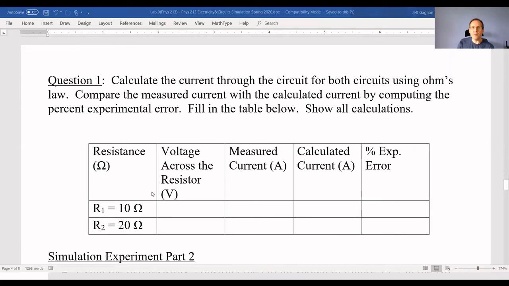Okay, so question 1 is going to be calculate the current through the circuit for both of those circuits using Ohm's law, and then compare the measured current, what you measured, to what you calculated by computing the percent experimental error. And since it's a simulation, you're probably going to get 0 or something very close to 0 here. Whereas if it was an in-class experiment, there might be some error there, because the batteries are not perfect, and there really is a little bit of resistance in the wires and so on. All right, so let me show you the simulation.